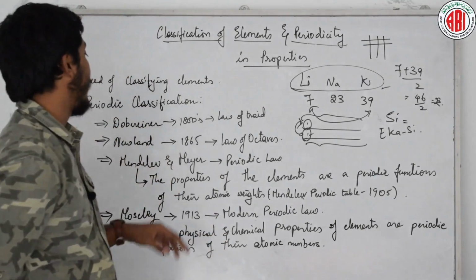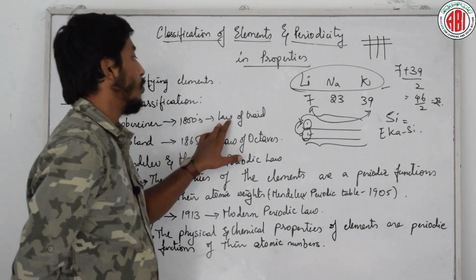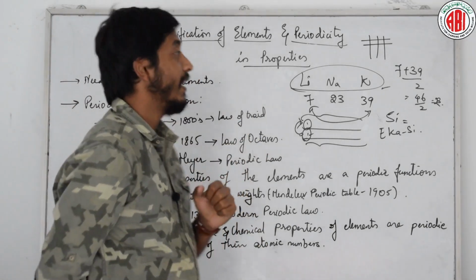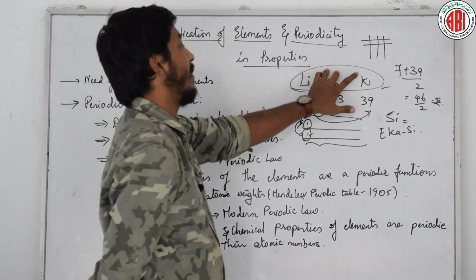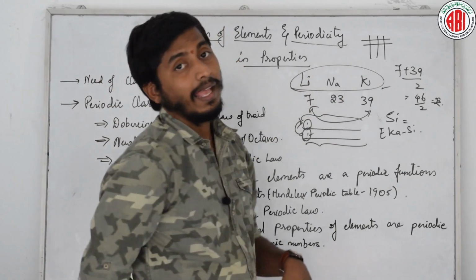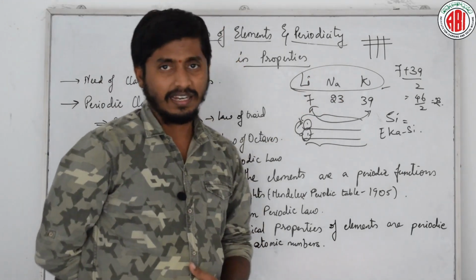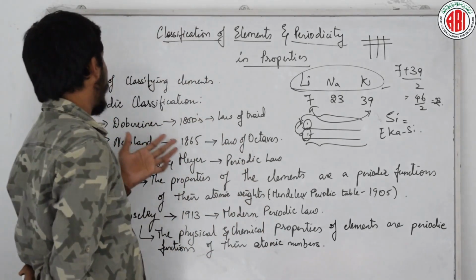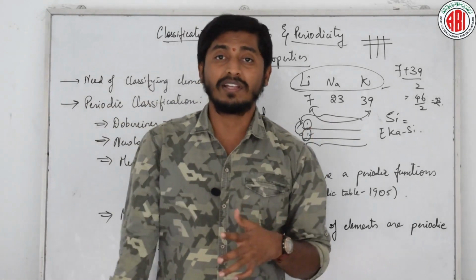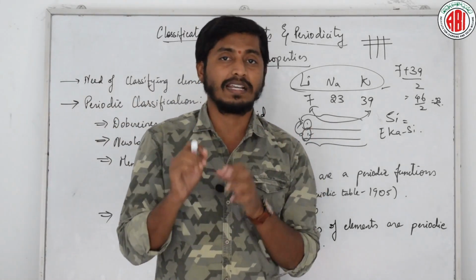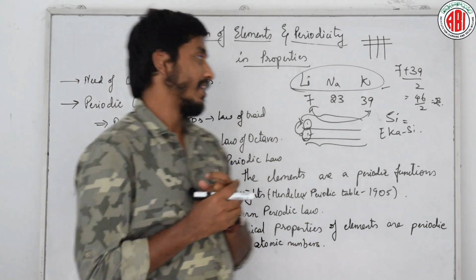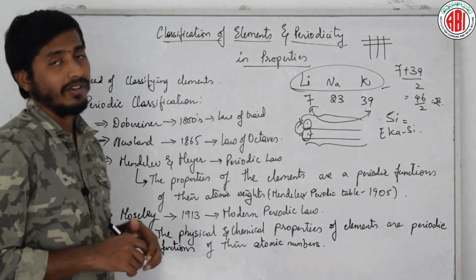Among them, once again see here, Dobereiner is the first person who used the law of triads, where he took three elements as a triad, and he gave a statement that the middle element's or second element's atomic mass is the average of the first and the third element's atomic mass. Is it clear? And after that, Newlands was the second person. He tells that if I consider a set of elements in which I consider 8 elements as a set, the first element is similar to the 8th element. Is it clear? That's what he was proposing, the law of octaves, right?